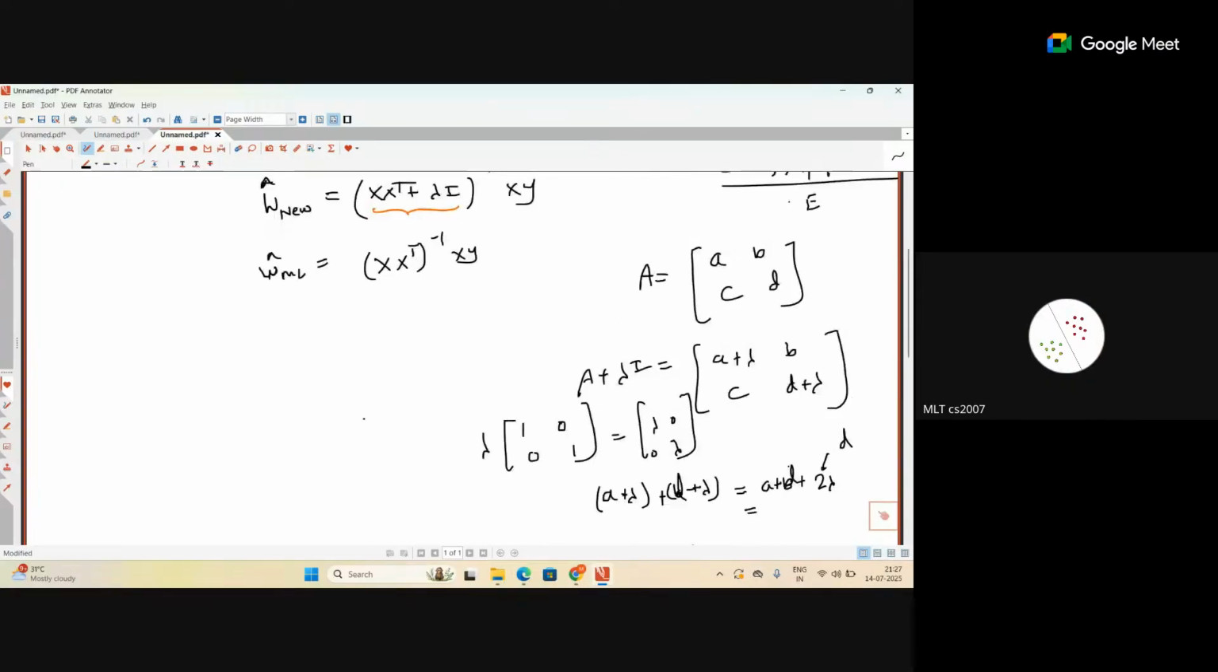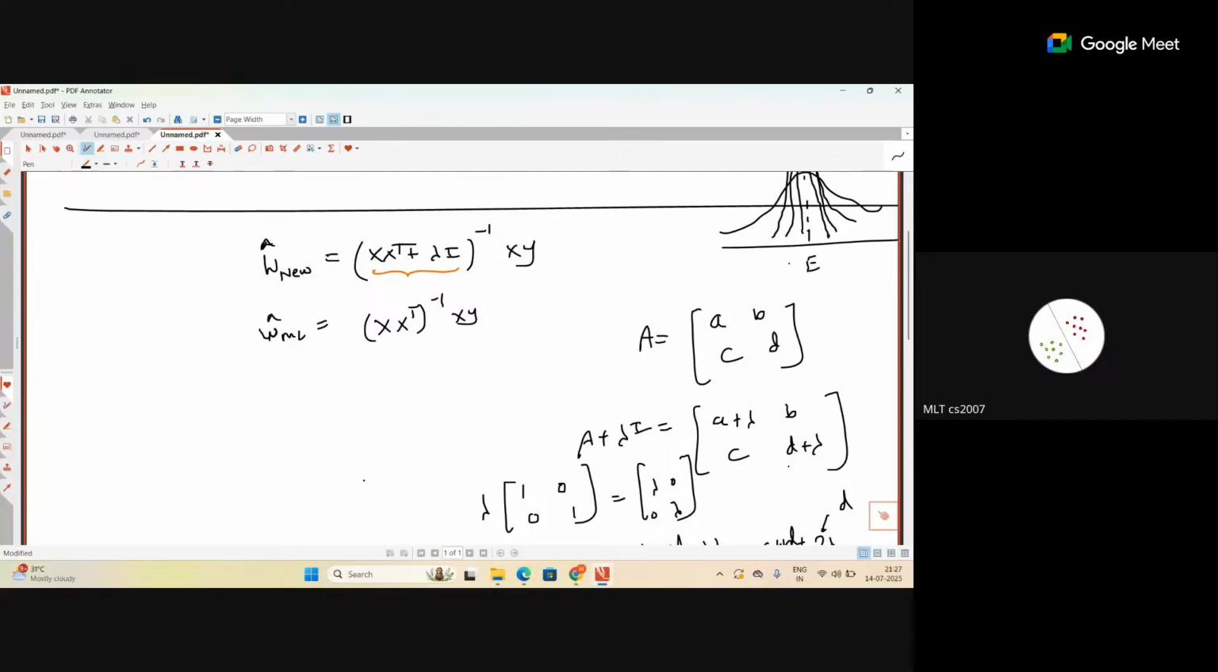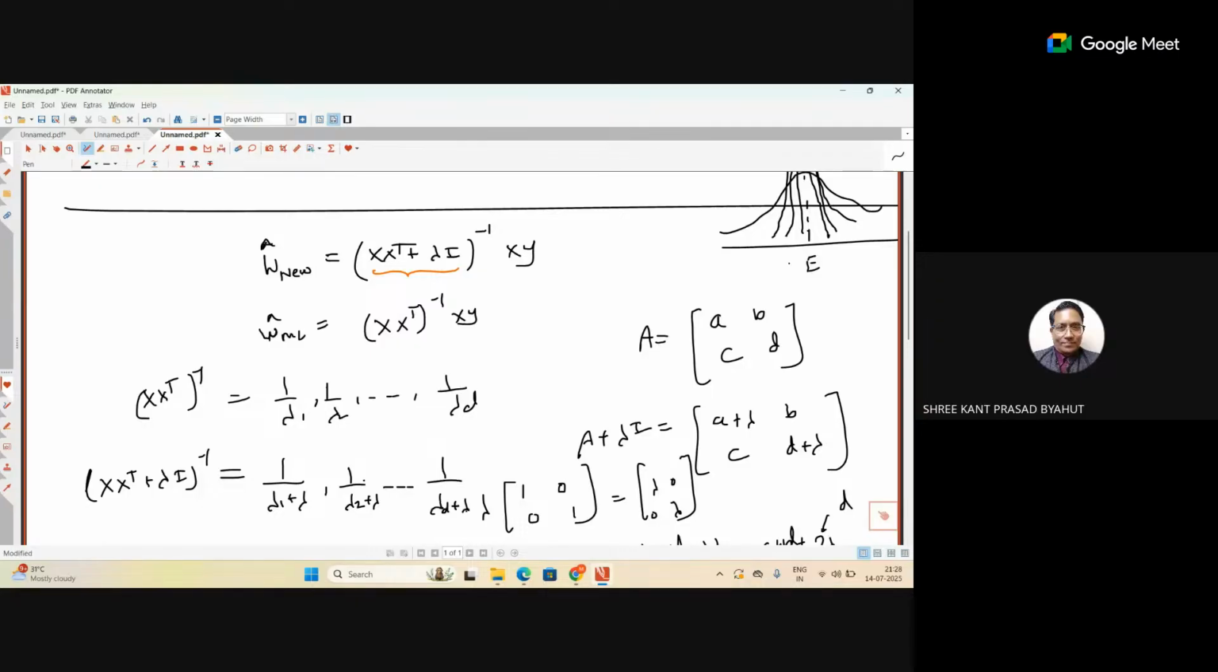So when I say X transpose plus lambda I, what are the eigenvalues of X transpose inverse? They were 1 upon lambda 1, 1 upon lambda 2, and up to 1 upon lambda d, right? So now what are the eigenvalues of X transpose plus lambda I inverse? Can they not be 1 upon lambda 1 plus lambda, 1 upon lambda 2 plus lambda, and up to 1 upon lambda d plus lambda? Right.